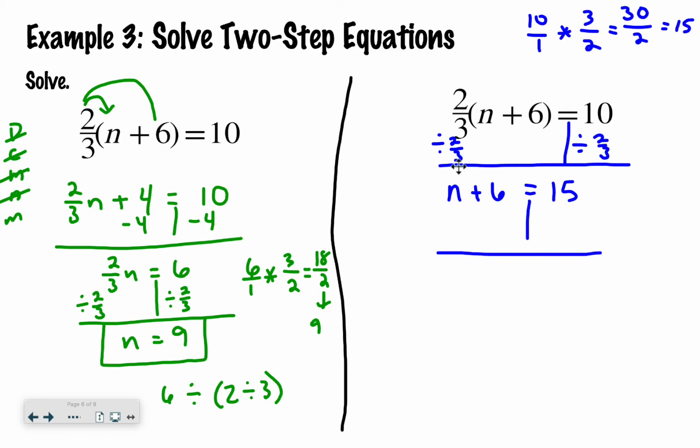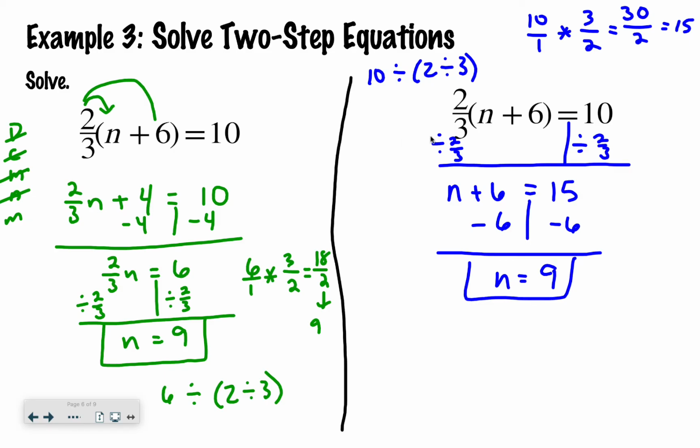So again, that's something you could type into your calculator. You type 10 divided by parentheses 2 divided by 3. Okay, so you would type that in, and you'd get 15. Now I'm going to subtract 6, and I'm left with n equals 9. So you can see I got the same answer either way. If you don't get that same answer and you're using a calculator, double check to make sure you're typing it in correctly, okay? Those parentheses, if you don't use them, it's not going to work.